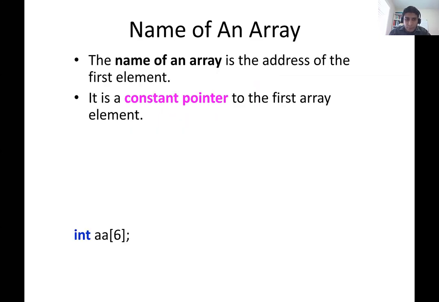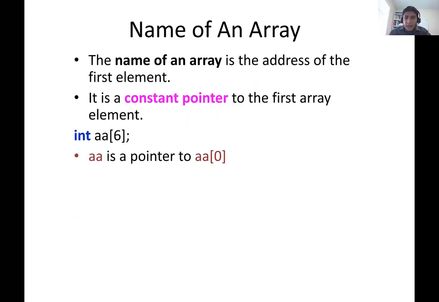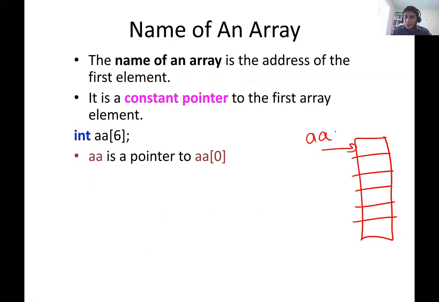Good. So another example, assume that I define an int array of 6 elements. I would have 1, 2, 3, 4, 5, 6. And then AA again is a pointer to the first element. So if you try to say AA plus I, now I'm not changing AA, I'm just adding into it. This is equivalent to saying I want to access element AA[I]. For example, AA plus 2 would take you to AA[2], right? Here.